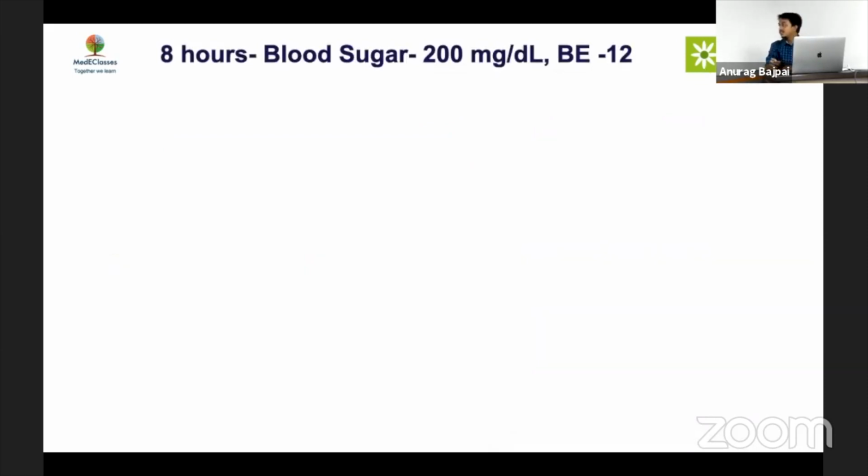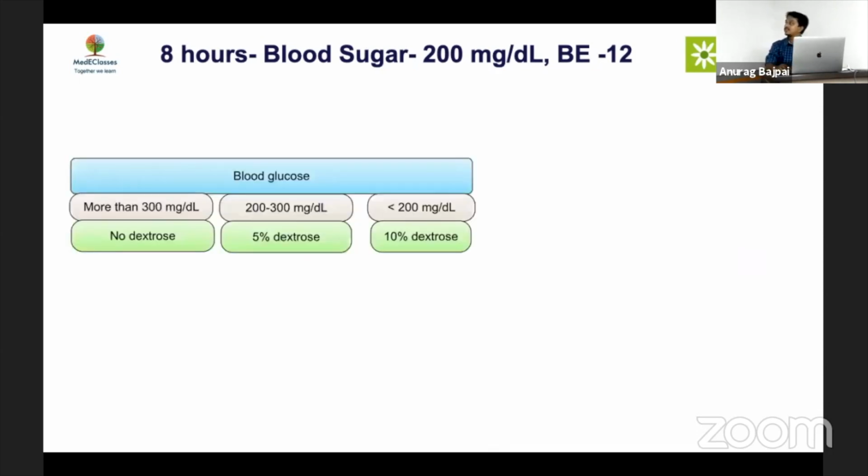So not only does the app provide the initial management, as sir already mentioned, it also helps us in the follow-up of the patient. So the same patient at 8 hours presented with blood sugar of 200 milligrams per deciliter and had a base excess of -12 at this point of time. So we know according to the protocol that when the blood sugar is less than 200, we need to add dextrose, which is 10%. When the blood sugar is between 200 to 300, 5% dextrose should be added. But no dextrose needs to be added when the blood sugar is more than 300.